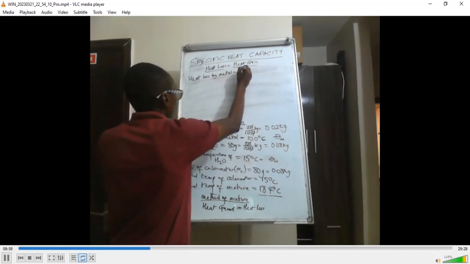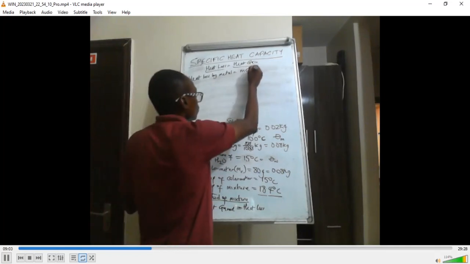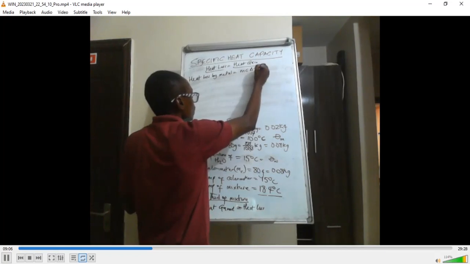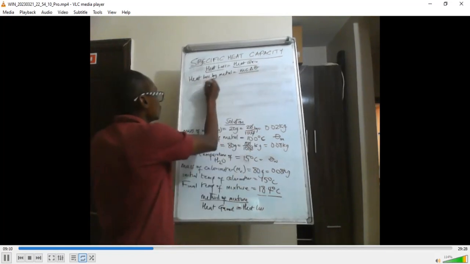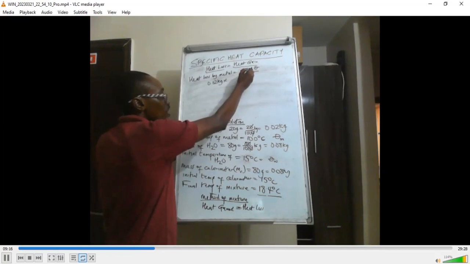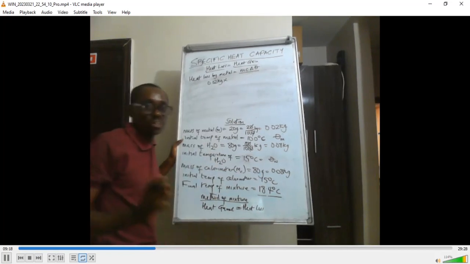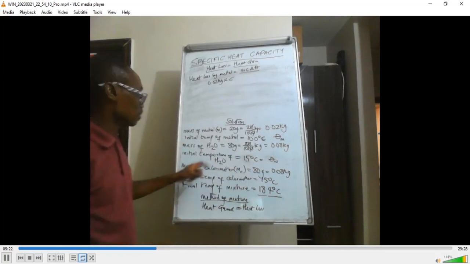It is given by mass times specific heat capacity times the change in temperature. So the mass here is 0.02 kilogram. The specific heat capacity of the metal is what we're looking for, we don't know it, so we represent that by c.